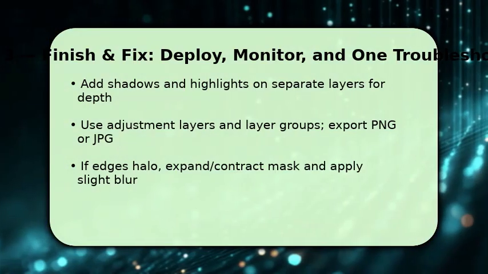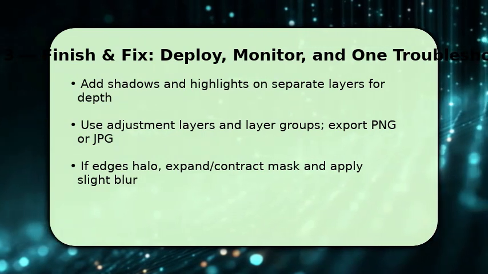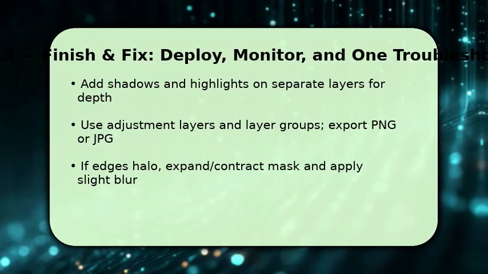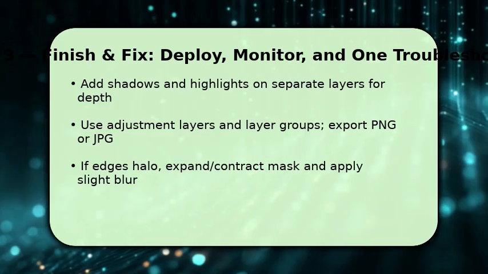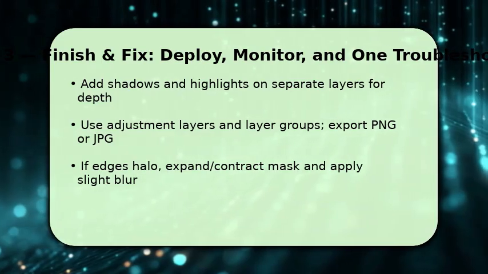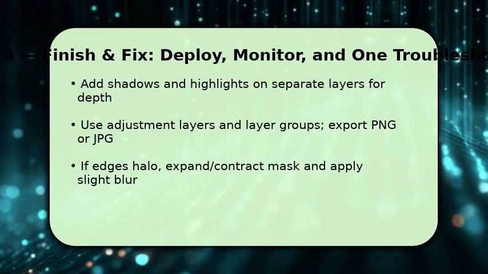Finish by painting shadows and highlights on separate layers. Sample local colors and lower opacity for realism, because shadows ground the subject. Group adjustments, like color balance or selective color, so you can tweak overall harmony, and then export as PNG for transparency or JPG for flattened images.